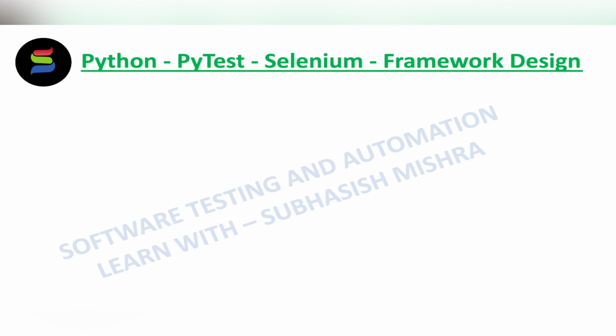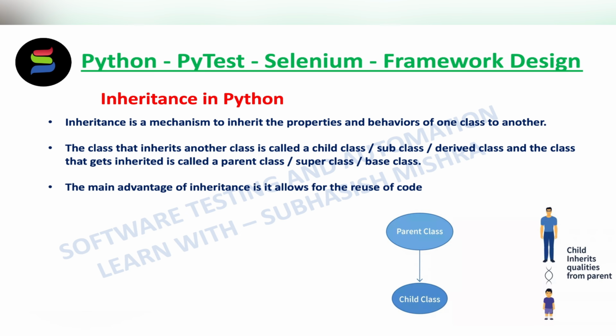Hello everyone, in this lecture we will learn about inheritance in Python. Inheritance is one of the most important features of object-oriented programming languages like Python. Inheritance is a mechanism to inherit the properties and behaviors of one class into another.